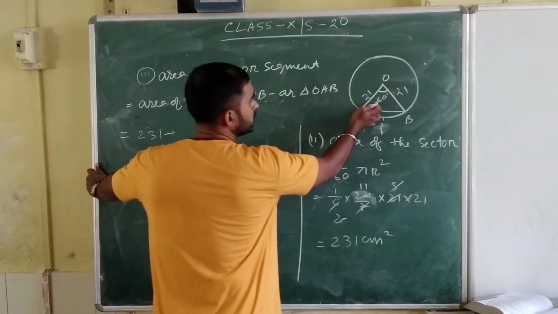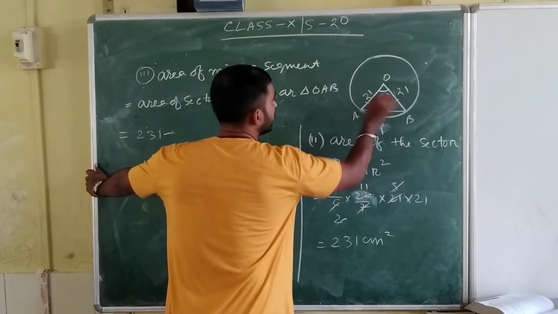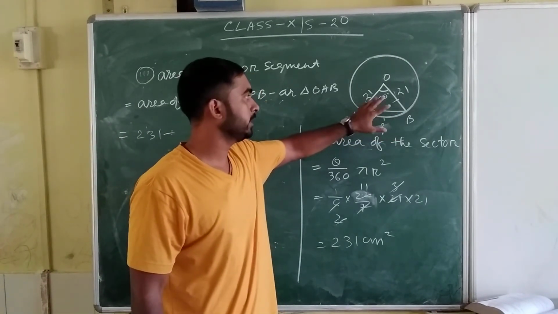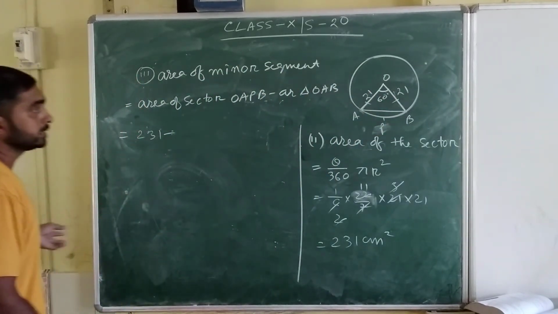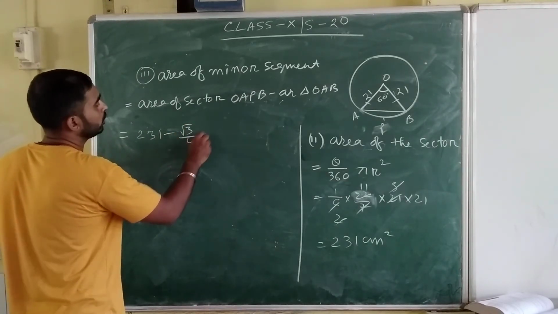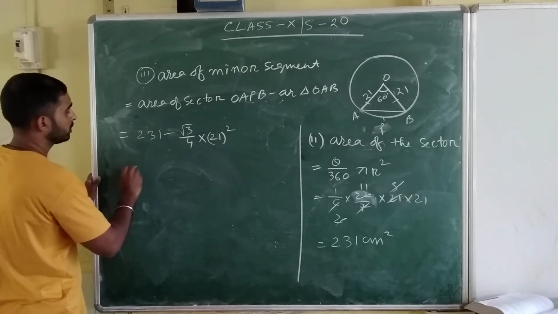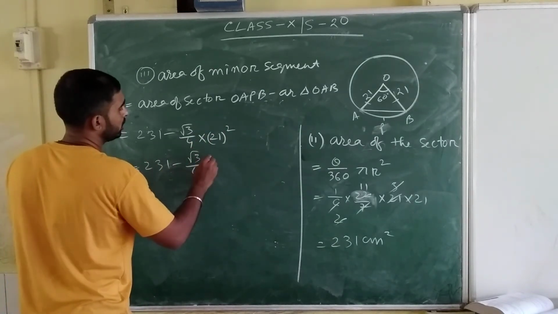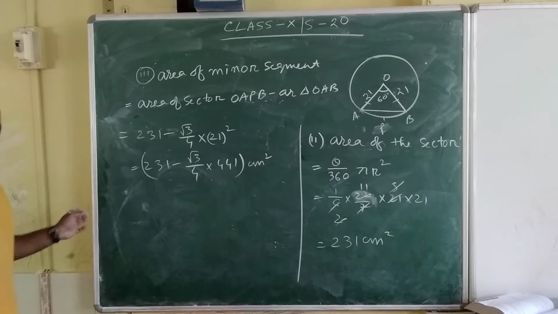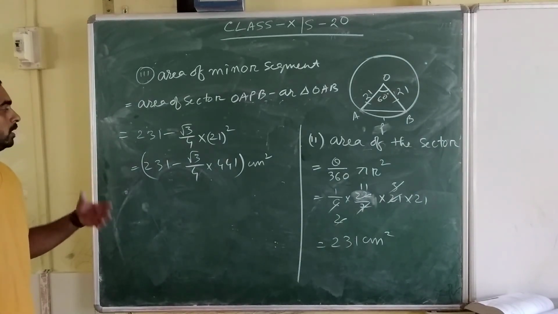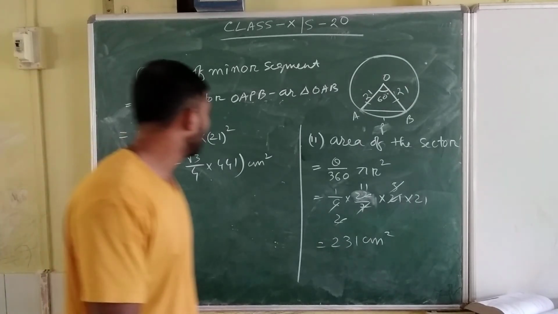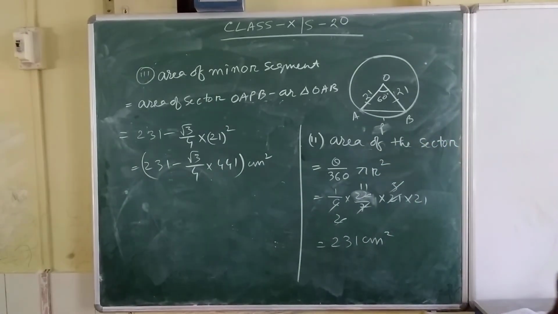Now see here, if this angle is 60, these two sides are equal, so these two angles will also be equal. If this one is x, this one is also x. x plus x plus 60 equals 180, so x equals 60. It means all angles are equal to 60 degrees, so it is an equilateral triangle. The area formula is root 3 by 4 side square. So 231 minus root 3 by 4 into 441 square centimeter. Here the value of root 3 is not given, so no need to place the value. So this is the answer: area of the minor segment equals 231 minus root 3 by 4 into 441 square centimeter.